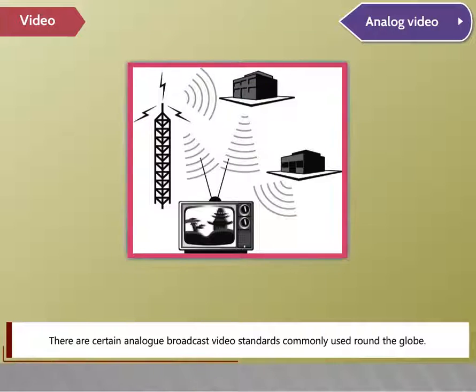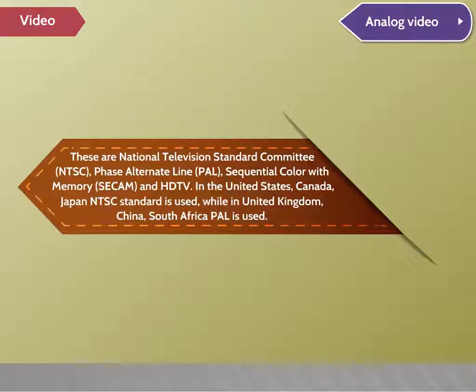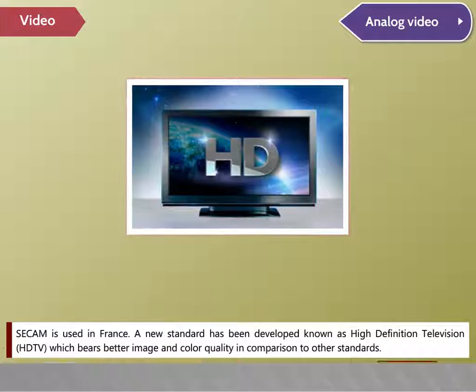There are certain analog broadcast video standards commonly used around the globe. These are National Television Standard Committee, that is NTSC, Phase Alternate Line, that is PAL, Sequential Color with Memory, SECAM, and HDTV. In the United States, Canada, and Japan, the NTSC standard is used, while in the United Kingdom, China, and South Africa, PAL is used. SECAM is used in France. A new standard has been developed known as High Definition Television, that is HDTV, which bears better image and color quality in comparison to other standards.